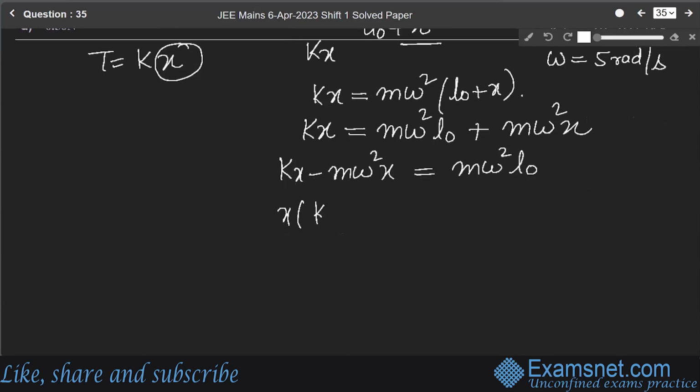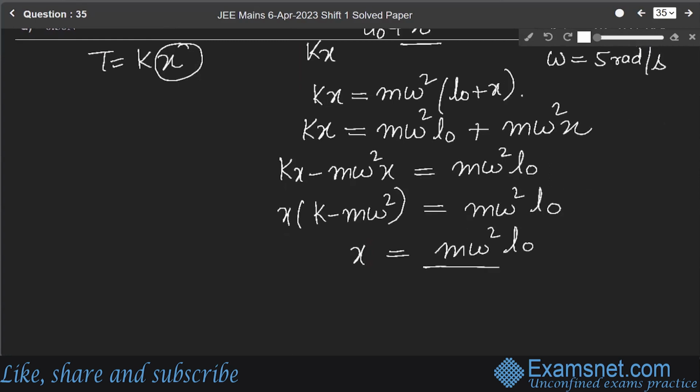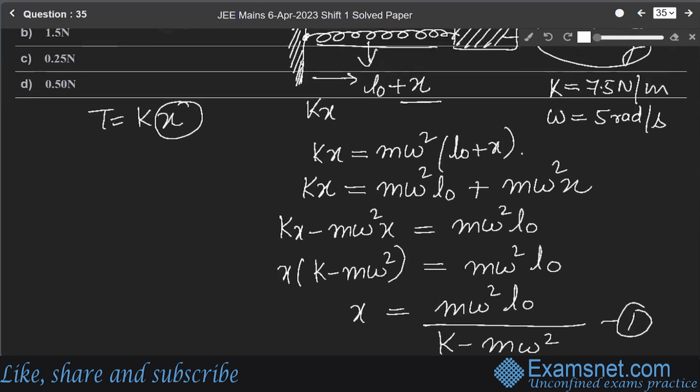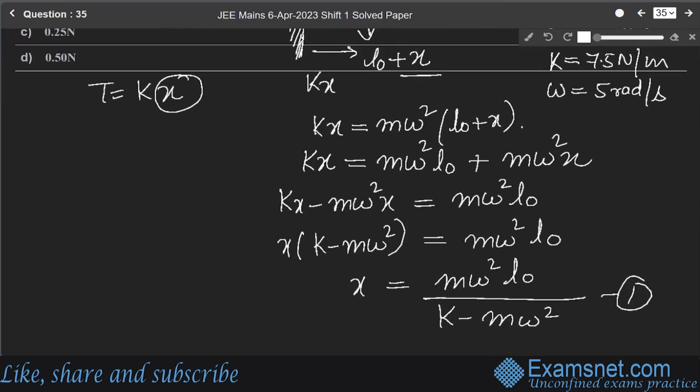Taking X common, K minus M omega square will be equal to M omega square L naught. So X will be equal to M omega square L naught over K minus M omega square. Putting this value of X from equation one into this, we get T equals K into M omega square L naught over K minus M omega square.